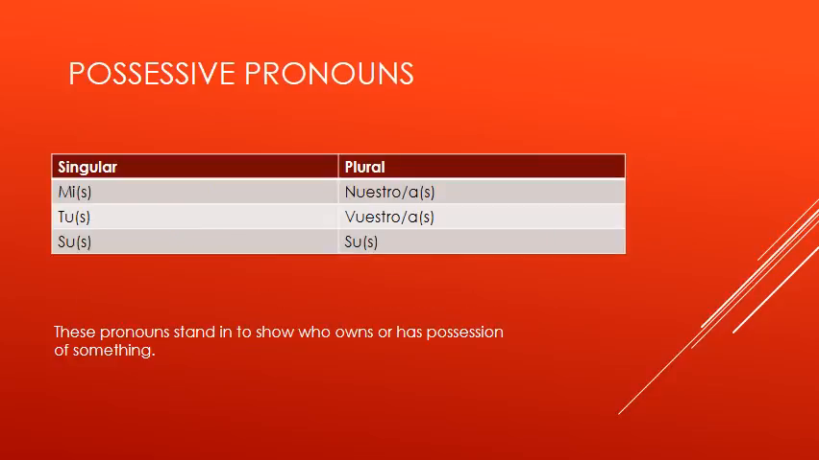You are probably also familiar with some possessive pronouns. These are pronouns that stand in to show who owns or has possession of something. So you have mi, mis, tú, tus, su, sus, nuestro, nuestra, nuestros, nuestras, vuestro, vuestra, vuestros, vuestras, and sus again. So, for example, I would say again, these are my books. Estos son mis libros. So I don't have to say these are Crystal's books and sound like a crazy person.